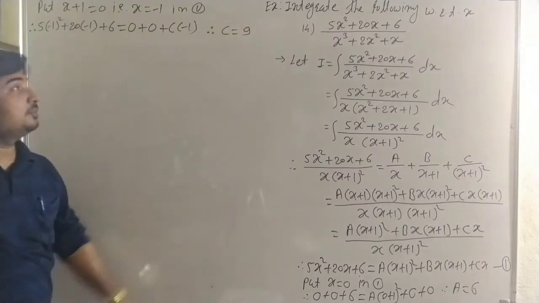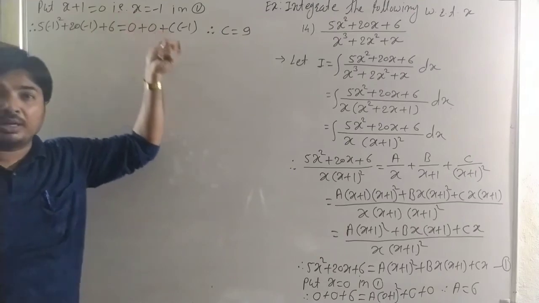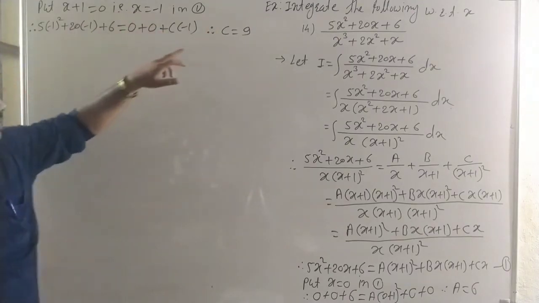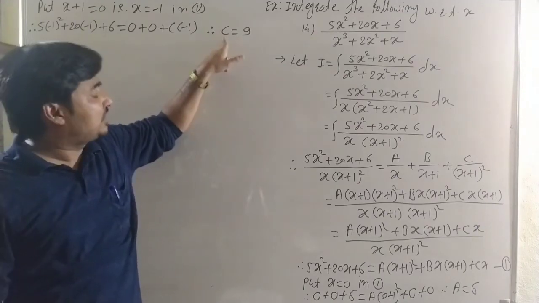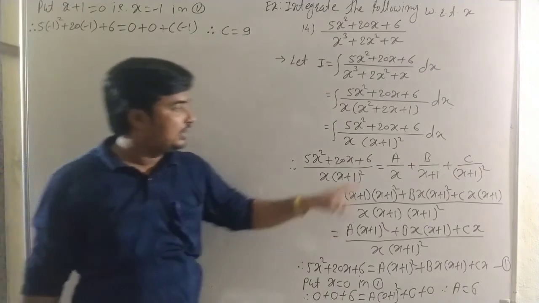We can directly write this: minus 1, it is minus c, and it is minus 9. Minus 9 is equal to minus c, therefore c is equal to 9. Now we want to find the value of b. Here we get c and here we get a. Now we find the value of b.